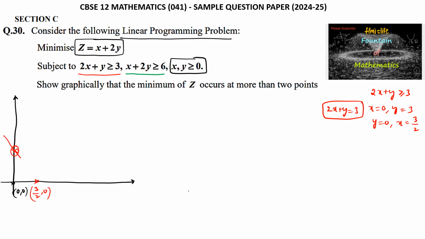So here is a straight line representing 2x plus y is equal to 3, and the half plane 2x plus y greater than or equal to 3 will be away from the origin, because if I substitute x is equal to 0 and y is equal to 0, we get 2 into 0 plus 0, which is 0, and 0 is greater than or equal to 3 is false. So we can conclude that the origin is not satisfying the half plane. So the shaded region will be away from the origin.